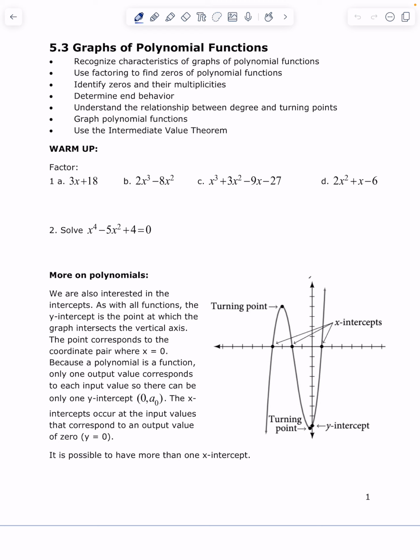So, quick warm up here. This would be a good time to pause the recording. Make sure you are comfortable with some of these fundamental skills that we will be using. And I'll see you back in a couple.